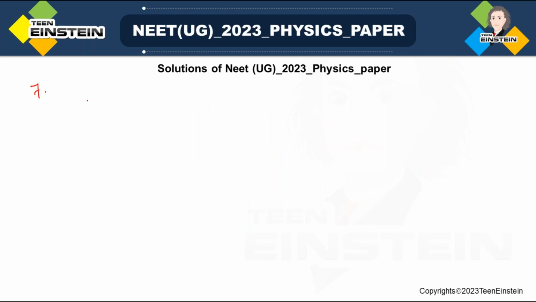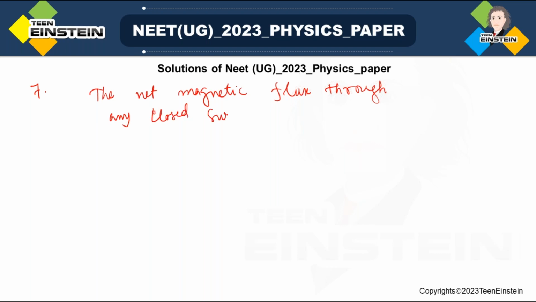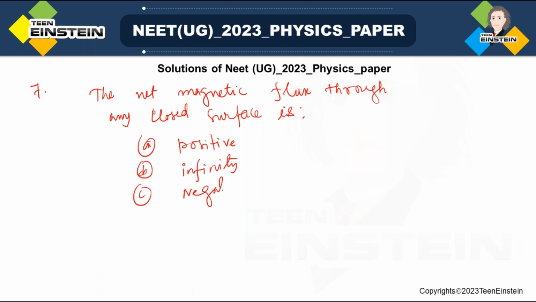problem number 7. The net magnetic flux through any closed surface is: A, positive; B, infinity; C, negative; and D, 0.